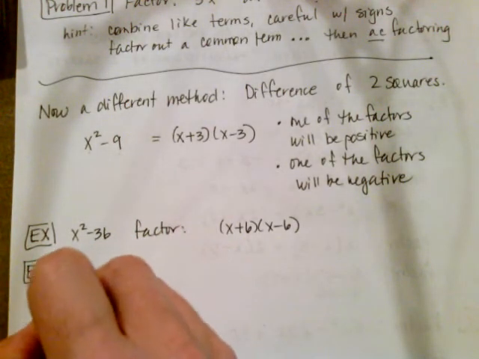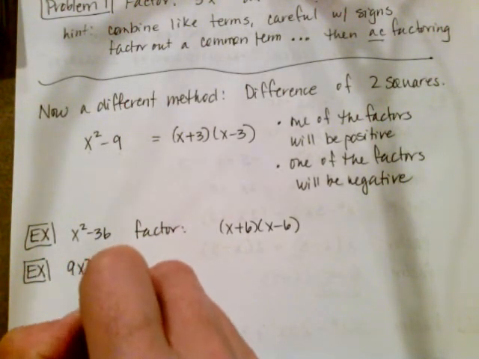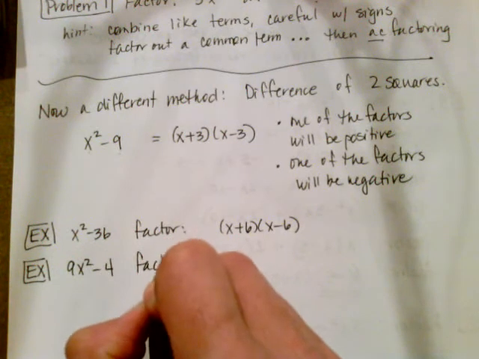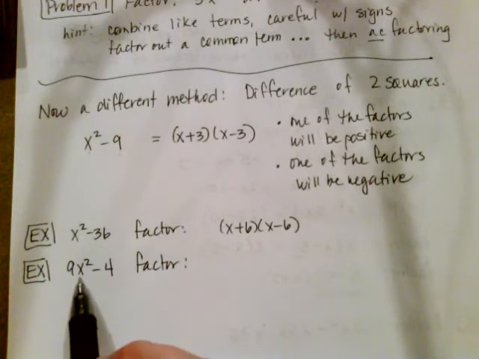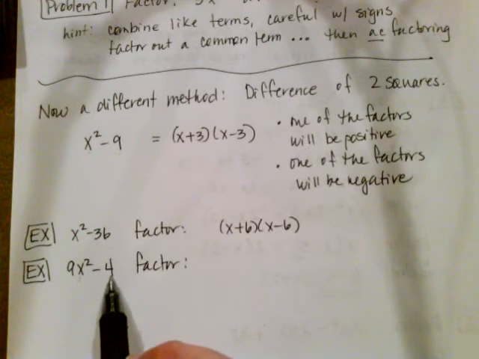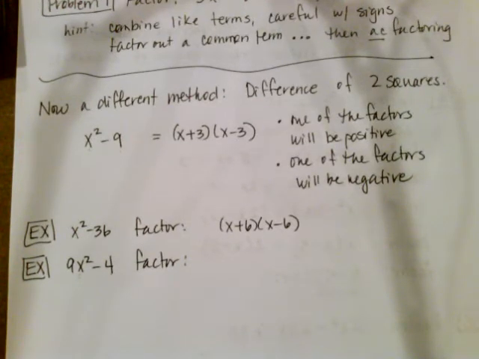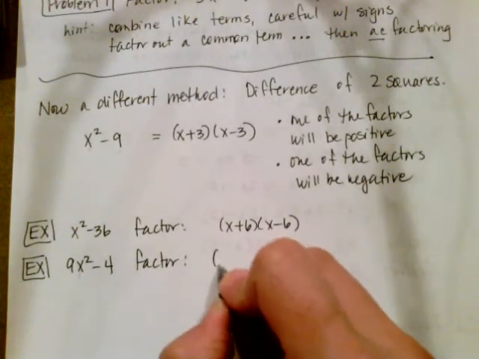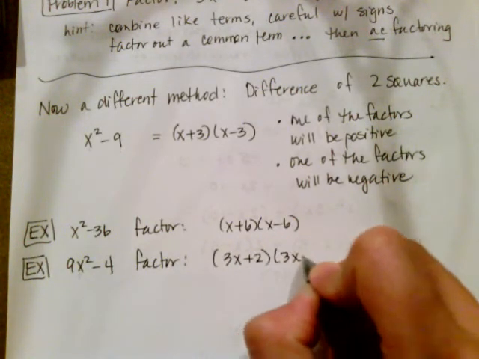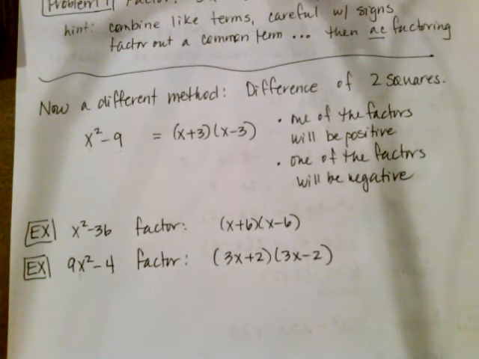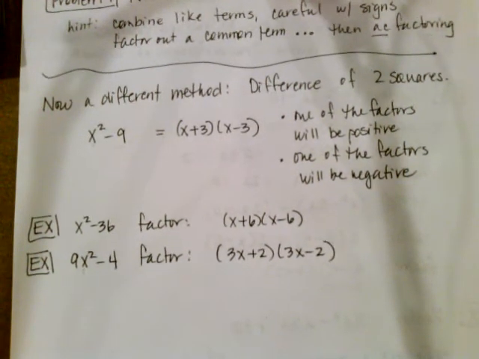Alright, so here's our next example. 9x squared minus 4, and I want you to factor. So your job, two terms. This is a perfect square. The square root is 3x. 4 is a perfect square. The square root is 2. Positive, negative. So I'm going to get 3x plus 2 and 3x minus 2. And then it's done. So fast.